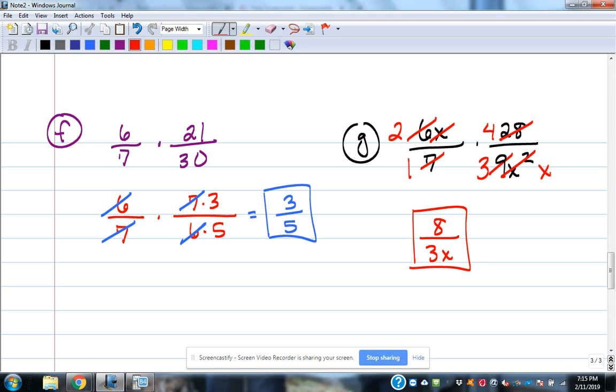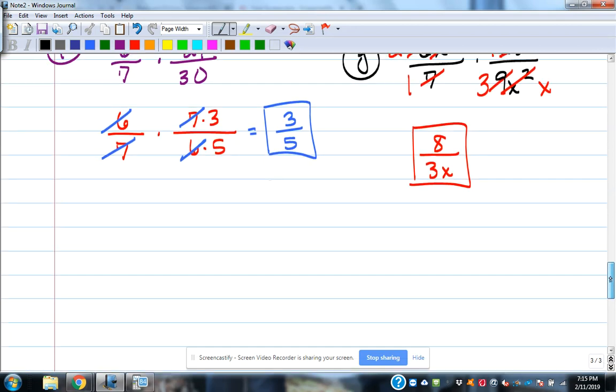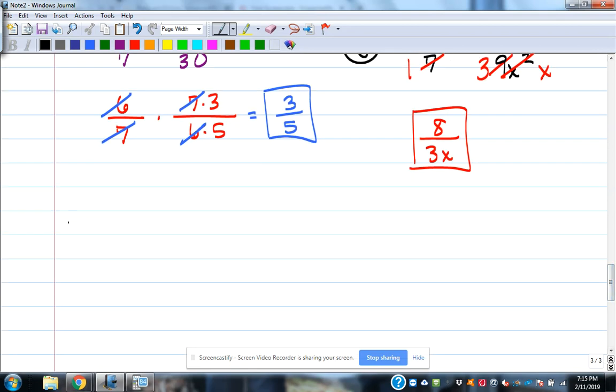If you do all your canceling vertically and diagonally, what you have left should be done. You just multiply straight across, and you're done. Okay? Let's look at a little bit more difficult problem. Just a little bit different numbers. Letter-wise, a little bit different. Let's say we had 4y squared over 18 times 27 over 8y to the 5th.